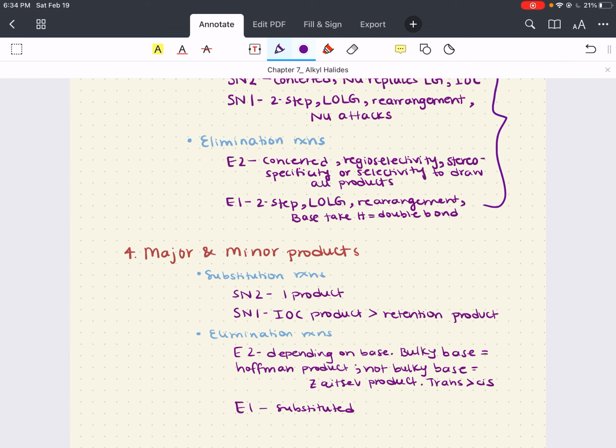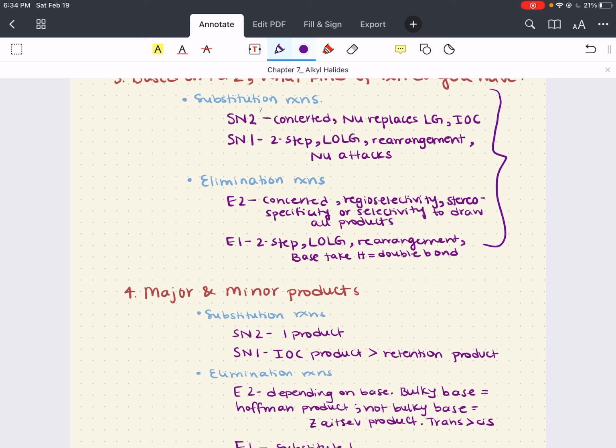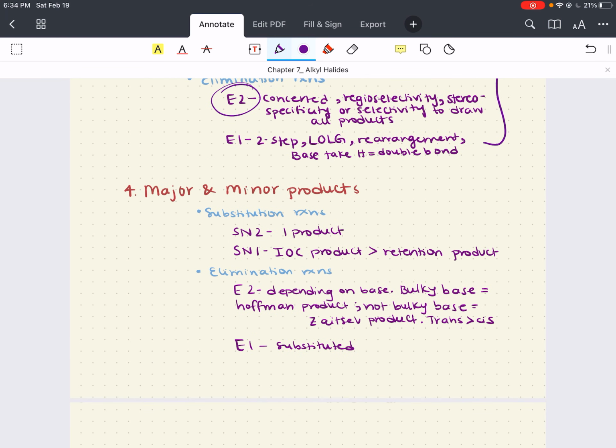Once we figure out what reactions are occurring, say, oh, we're going to have SN2 product and E2 product, then we can go about and draw those products. And then after we've drawn the products, we can determine what our major and minor products are.